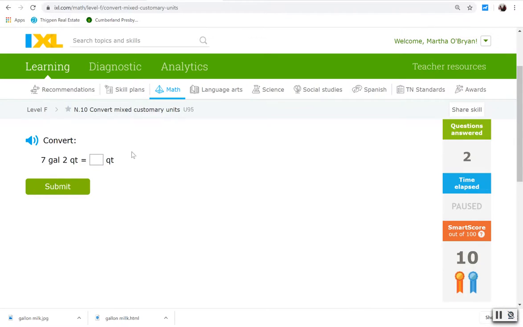Hello, welcome to part 2 of converting customary units. So this time we're going to be going from larger units to smaller units. So let's take a look at a problem on IXL.